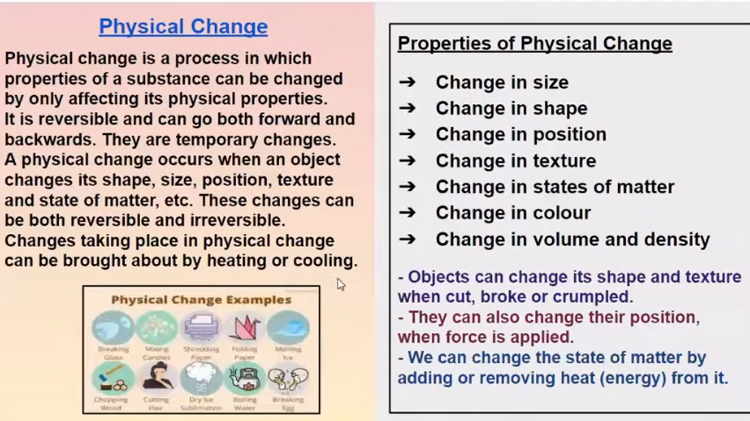A physical change occurs when an object changes its shape, size, position, texture, and state of matter. These changes can be both reversible and irreversible. Changes taking place in physical change can be brought about by heating or cooling. Some properties of physical change include change in size, shape, position, texture, state of matter, color, volume and density, etc. Objects can change their shape and texture when cut, broken or crumpled. They can also change their position when force is applied. We can change the state of matter by adding or removing heat energy from it.